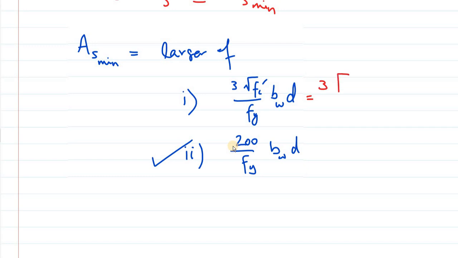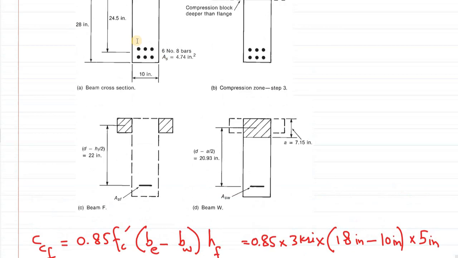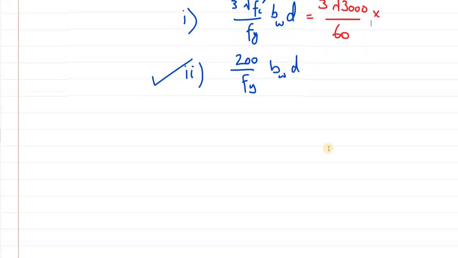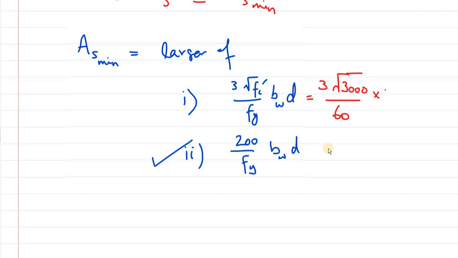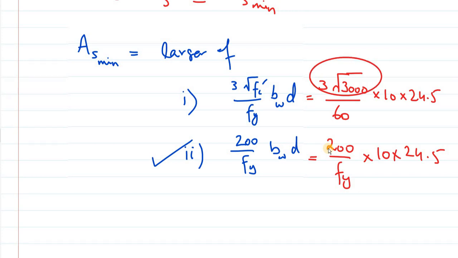So again, 3 into this 3000 divided by 60 into BW into D. BW in this case is equal to this 10 inch, so you can just put the value over here. D value is 24.5, and again you can compare these values, 200 over Fy into 10 into 24.5. So again you need to see whether this value is greater than 200 or smaller than 200. Often this value will again be smaller than 200. This value comes out to be 164.